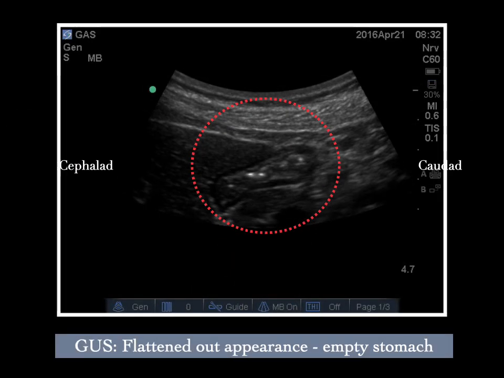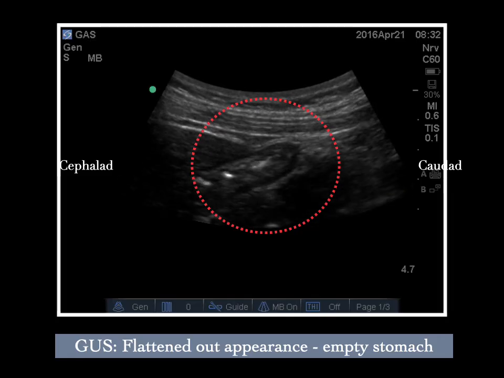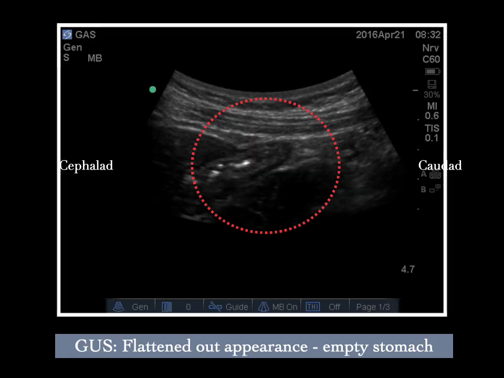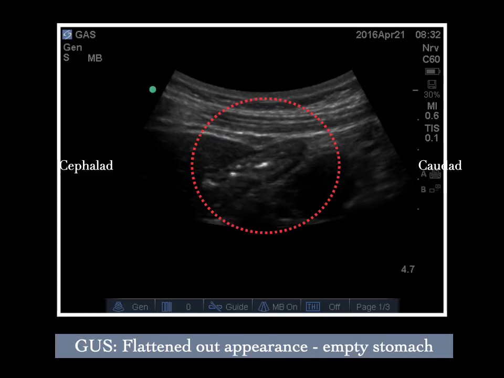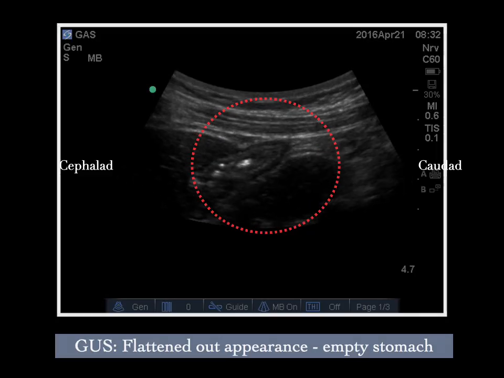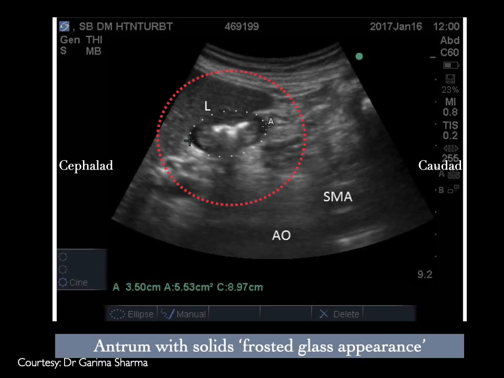This is the gastric ultrasound when the stomach is completely empty. The two walls of the gastric antrum are completely opposed to each other, giving a target-shaped appearance. There may be a small bubble of air which comes and goes. Okay, that is in the empty stomach. If you have clear fluid, sometimes mixed with air, you can get a starry sky appearance like this. What you can also get, in case of late digestion, where somebody has eaten a little bit of biscuit, etc., is a frosted glass appearance.